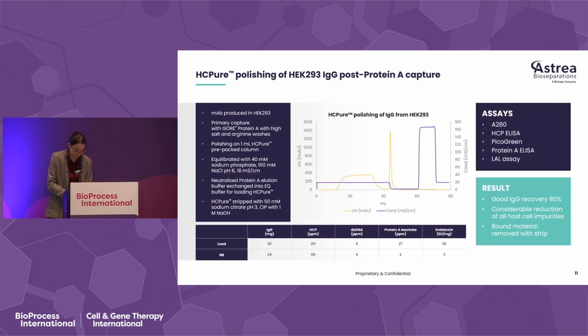This next example uses a full-length IgG from a HEK293 cell line. The primary catcher, again, was Gore protein A for this one. In this case, we buffer exchanged the neutralized dilution to pH 6 with 18 millisiemens per centimeter conductivity. So this time, a slightly higher conductivity gave us better results.